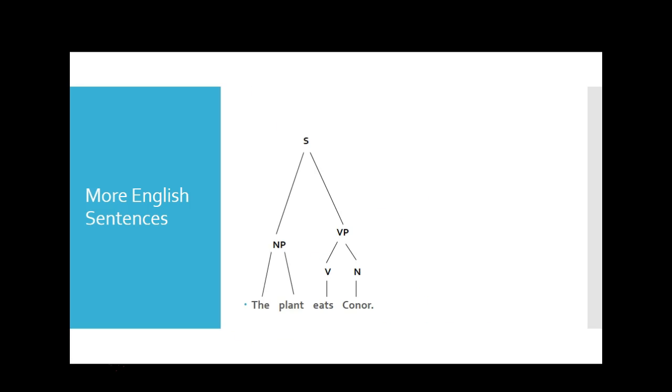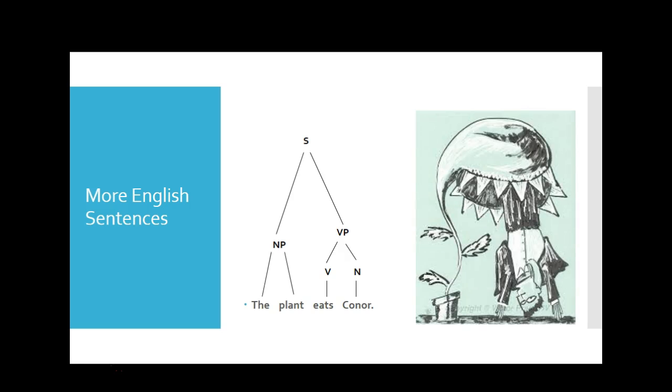Finally, what if I move the words around some more? Now I have the plant eats Connor. This is a correct English sentence, but it means something entirely different than our first one. This is why word order is so important. If you change your words around too much, you could end up saying something completely different than you meant to.